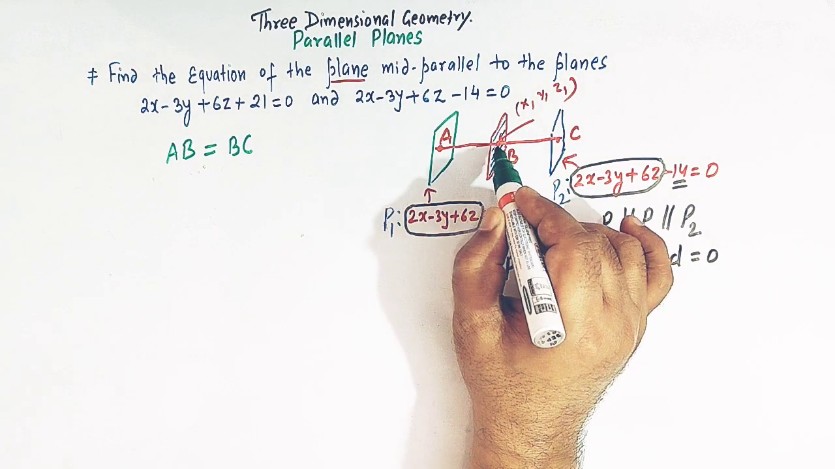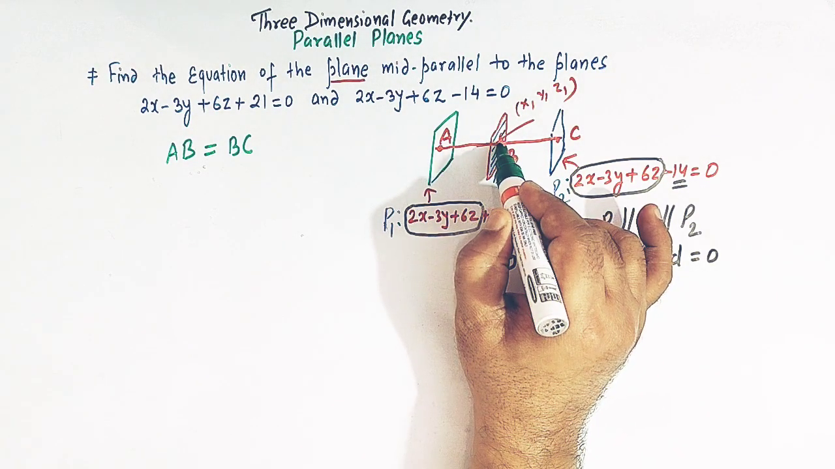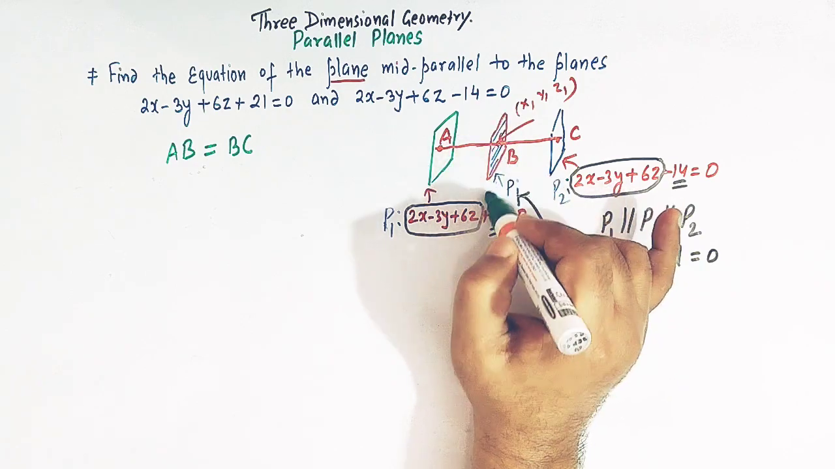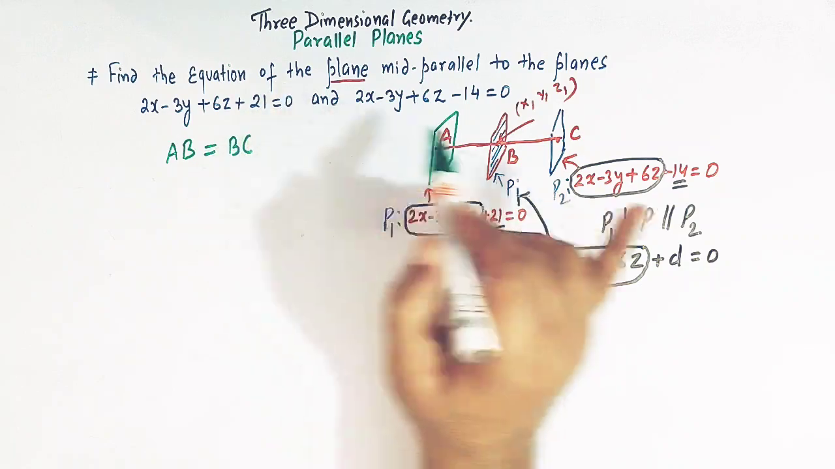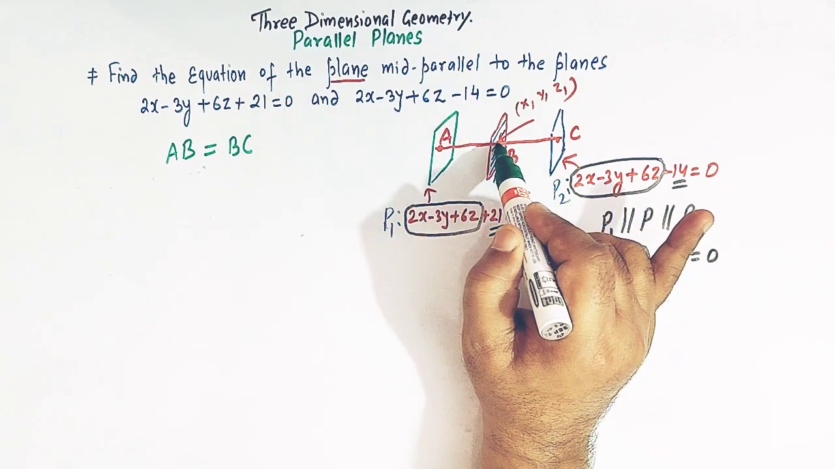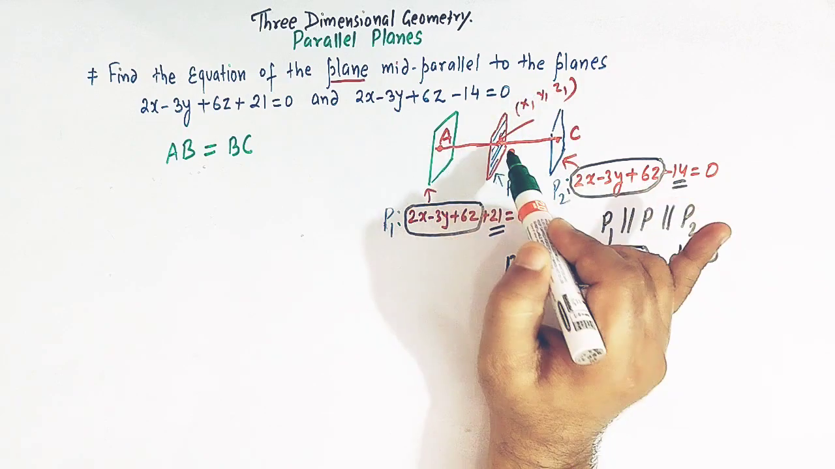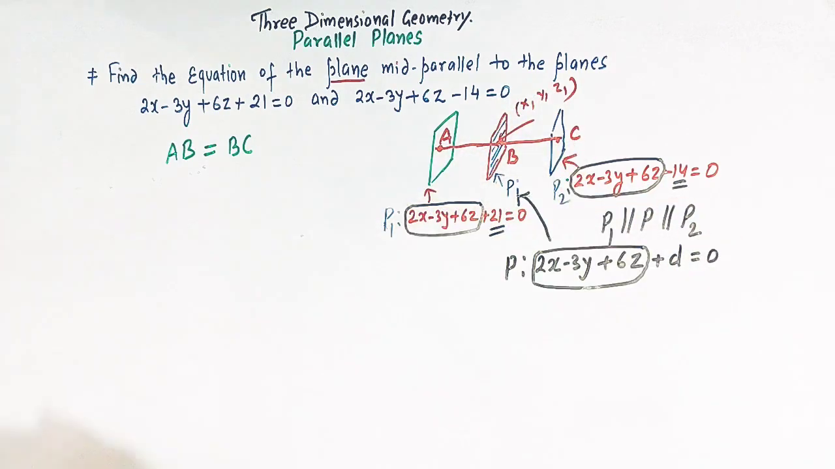So here what we will do, we'll try to find out the distance of this point B, which lies in our plane, whose equation is to be determined. So we'll find the distance of this point x1, y1, z1 from A and from C, right?